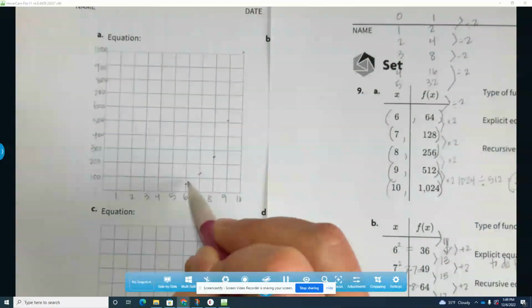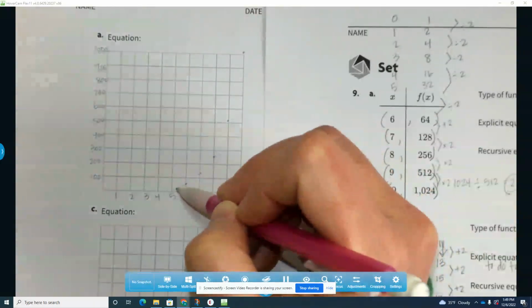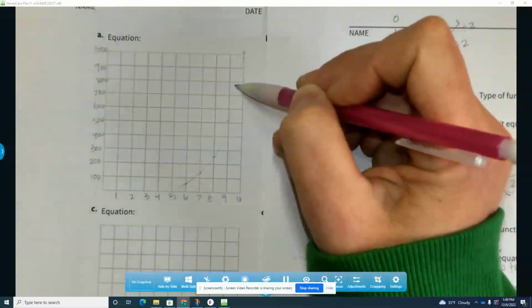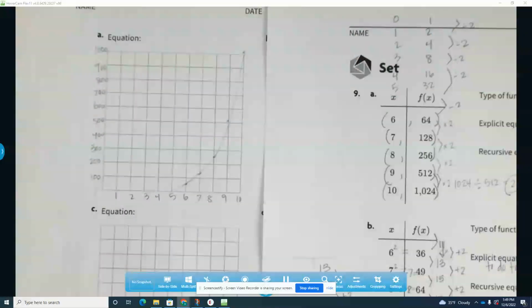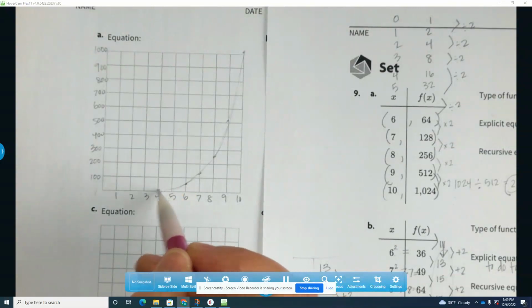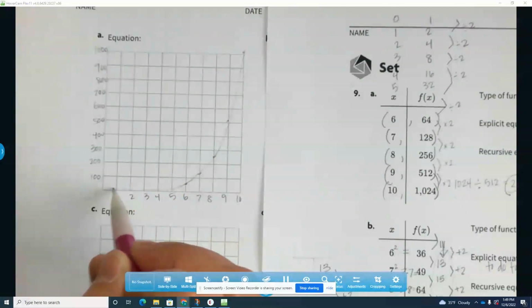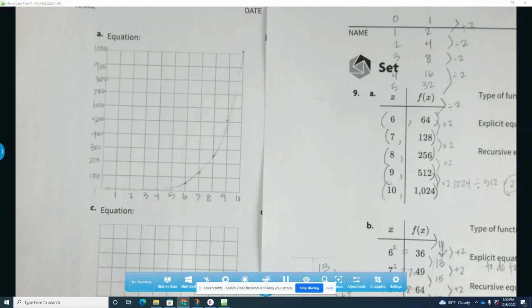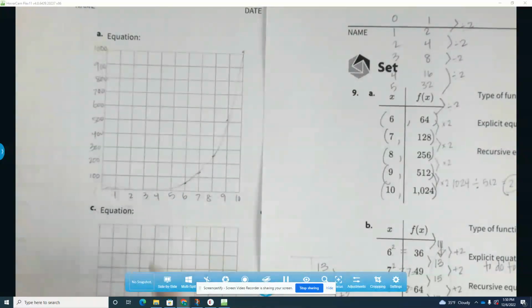But look at this. Look at what we have here. We have a very defined curve happening. Okay, and that makes sense because it's exponential, but it's never going to hit the x-axis because dividing over and over and over again will never get you to 0. It's kind of a weird thing to think about, but it is true.